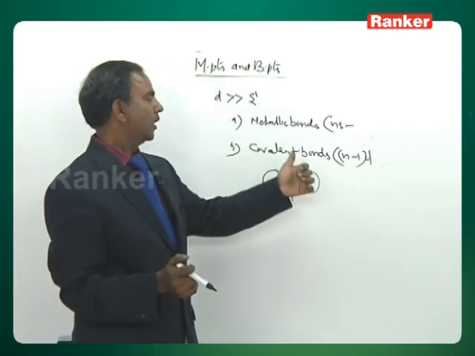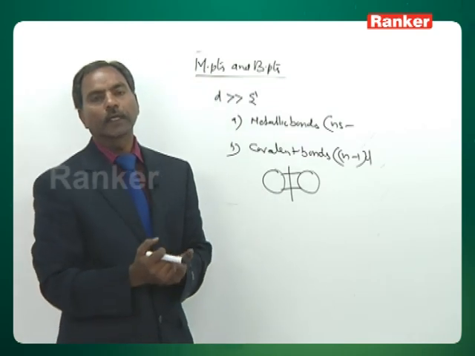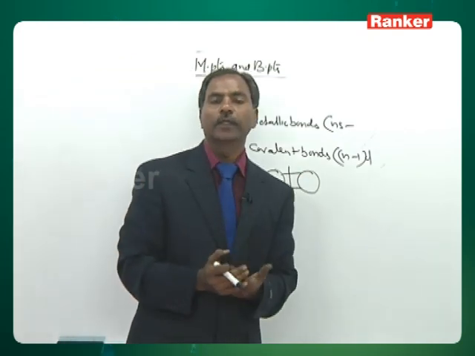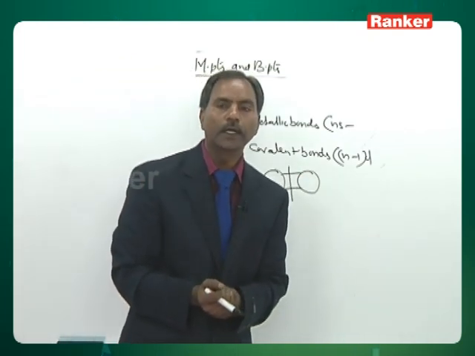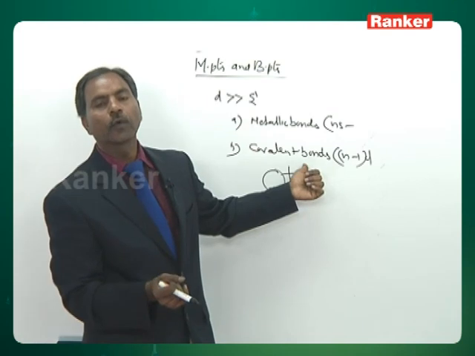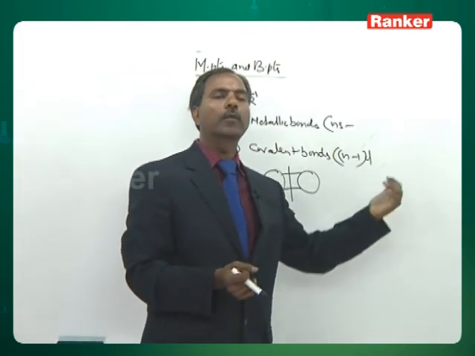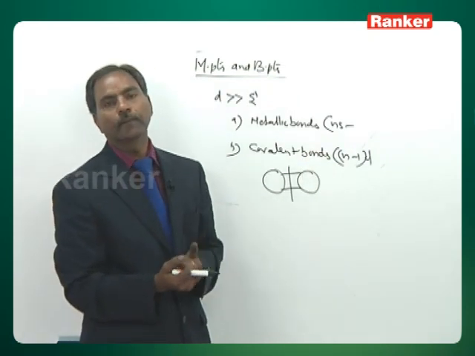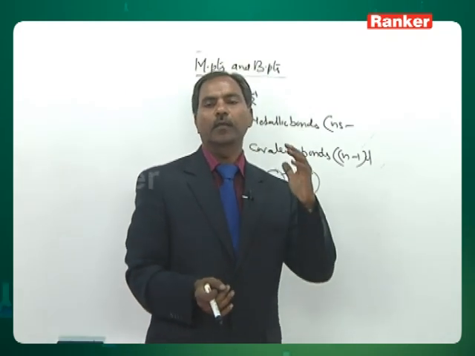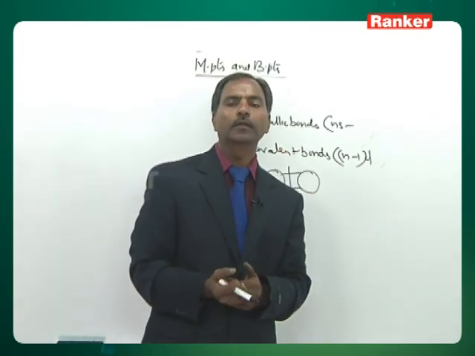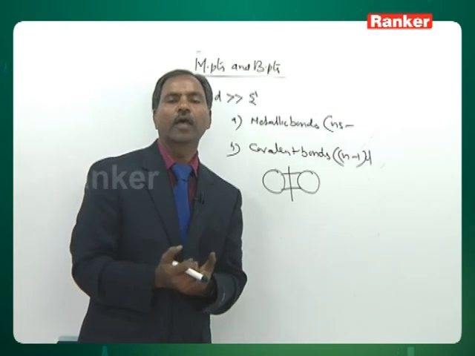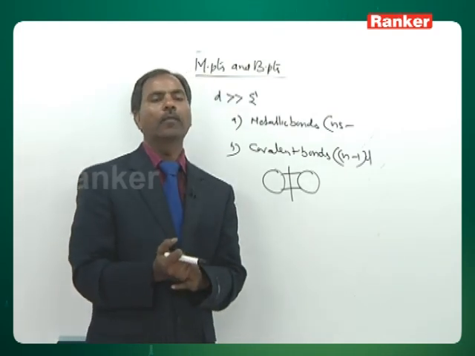Next, the D block element which has a greater number of unpaired electrons in d orbitals is capable of forming more covalent bonds. Once it is capable of forming more covalent bonds, it has a greater melting and boiling point. So, what can we conclude? The D block element carrying more unpaired electrons in d orbitals is capable of forming more covalent bonds, and that has a greater melting and boiling point.